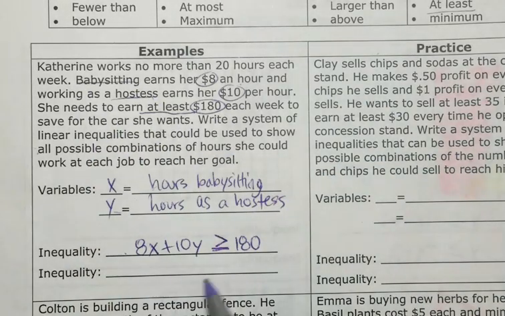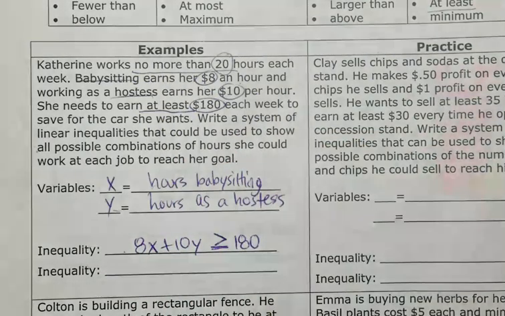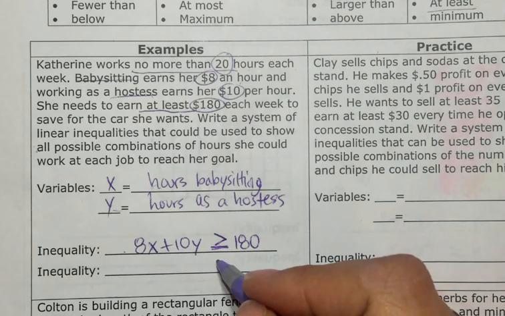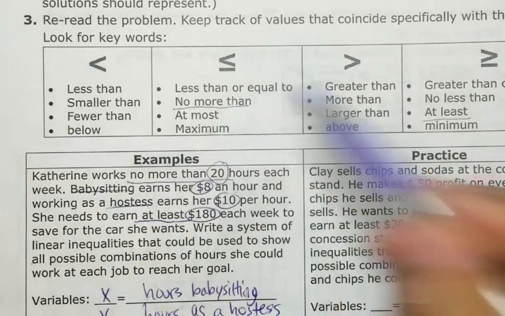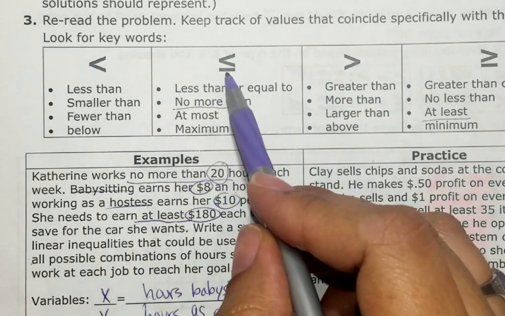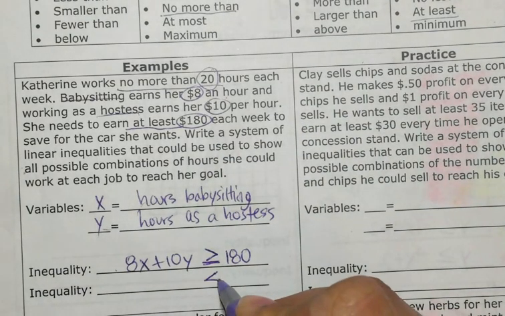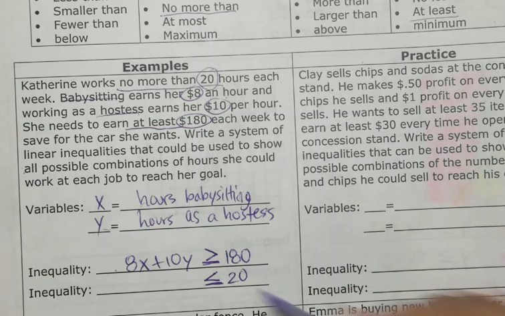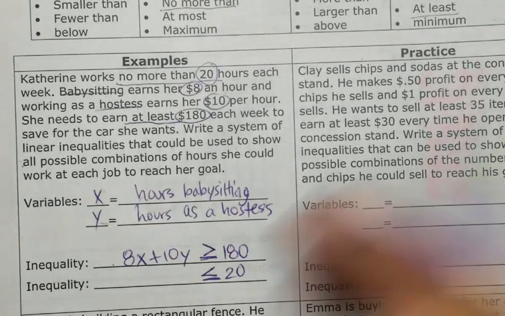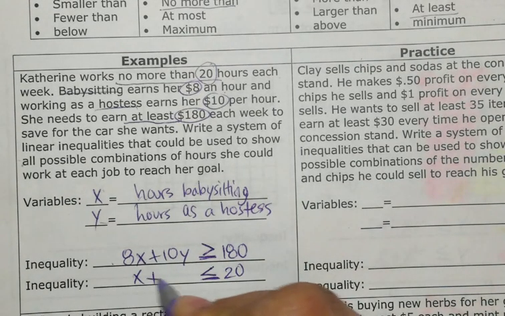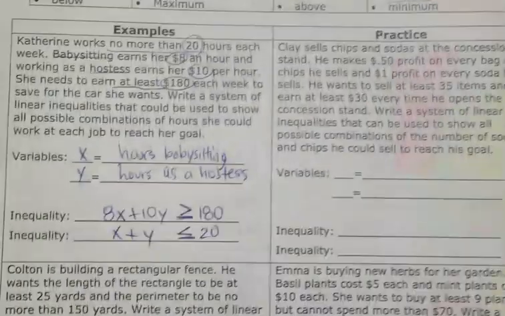And then the next one will be the other number they're giving us over here, 20 hours. She's going to work no more than 20 hours. So no more meaning it has to be less. And also if you look right here, there's no more than right there. That means that equal to also consists of that. So she has to work less than 20 or equal to 20 hours. And the x and y is the hours of work per job. So we just put x plus y. And those two will be the inequalities that represent that situation.